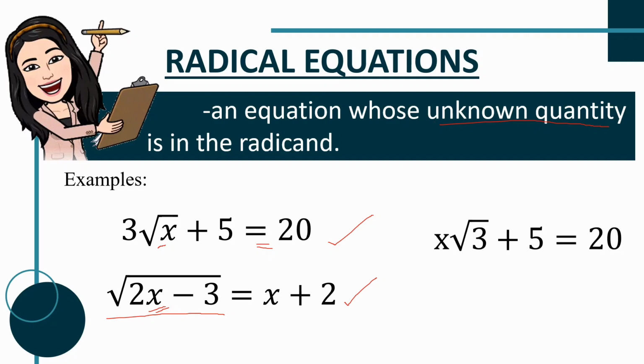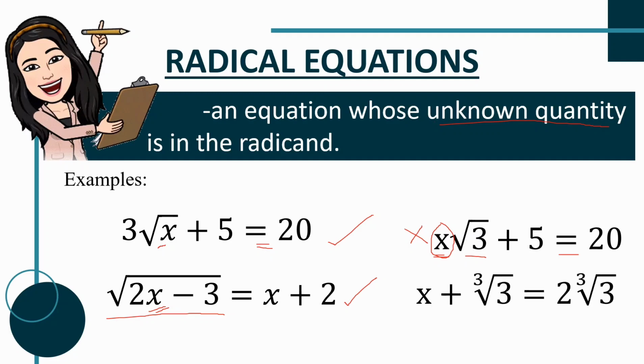How about this given? X square root of 3 plus 5 is equal to 20. So if you notice, we have again an equal sign. So this is an equation. And then we have a radical expression, square root of 3. Is it an example of a radical equation? Not. Why? This is not an example of a radical equation because the unknown quantity or the variable is not inside the radical symbol. Did you understand? Okay, good.